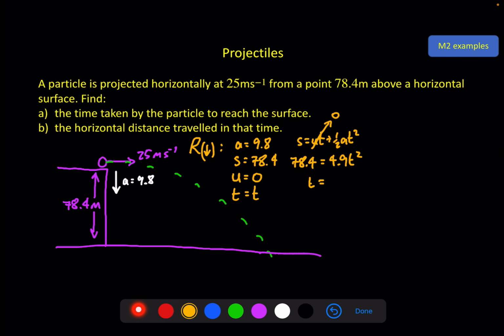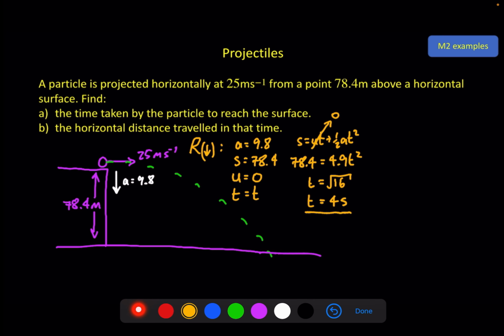Obviously, I'm going to take the positive root for time. We're not going to have a negative time here. And if I put that on my calculator, they've chosen these slightly awkward numbers because it gives you a really nice square root. It's just 16, so that gives me 4 seconds. And there we go. Part A finished.